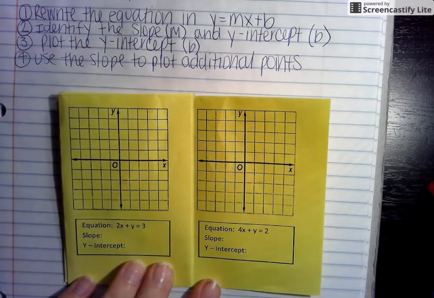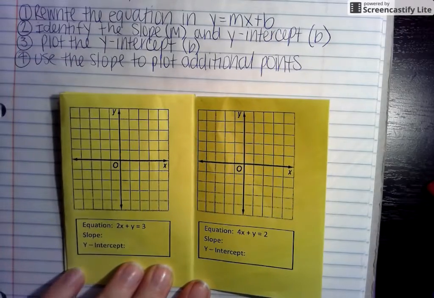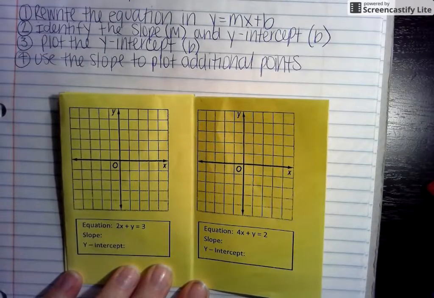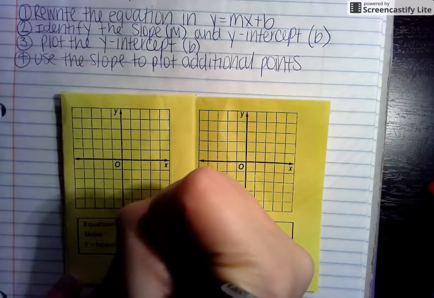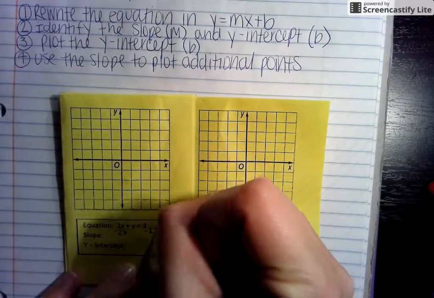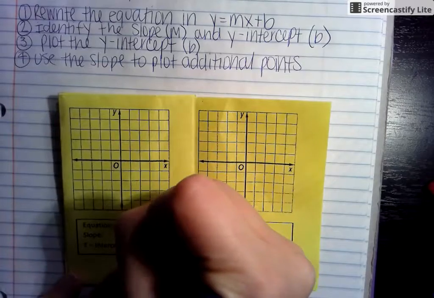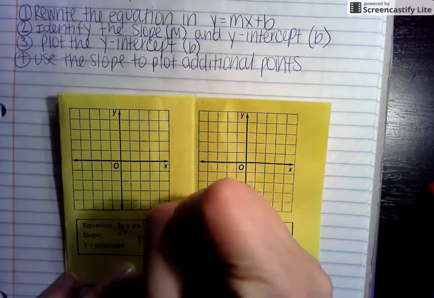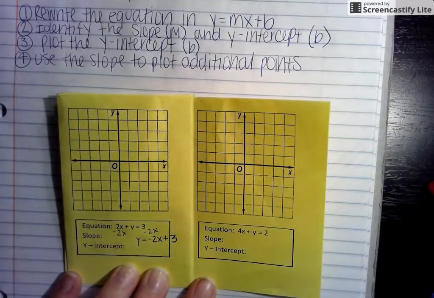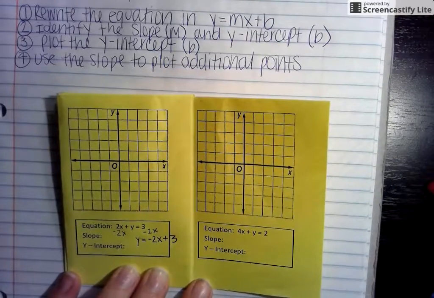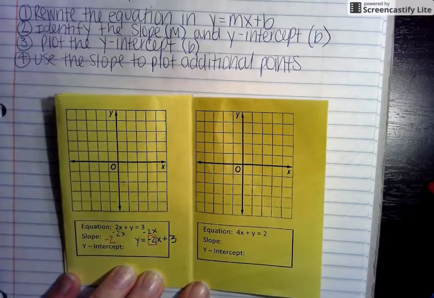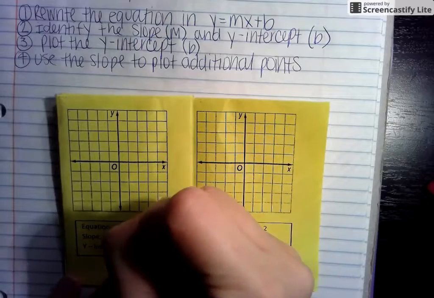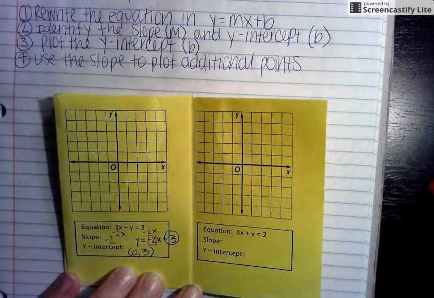So these next two equations, you can see that they're not in y equals mx plus b. So how we would do that is we want to make sure that we get y by itself. So I'm first going to make sure that y is by itself. So I'm going to subtract that 2x from both sides. So I have y equals a negative 2x plus 3. Now I notice that my equation is now in y equals mx plus b, so my slope is negative 2. My y-intercept is this plus 3, so it's a 0, 3.